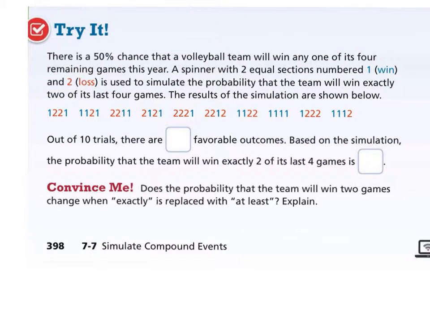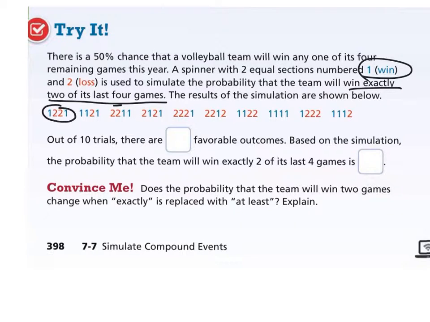Anyway, what we're trying to do is find if they win exactly 2 of its last 4 games. If they win exactly 2, remember the 1 is used for the win. So we're trying to look for things that have 2 1s in them. I'm just going to circle the ones that have 2 1s.